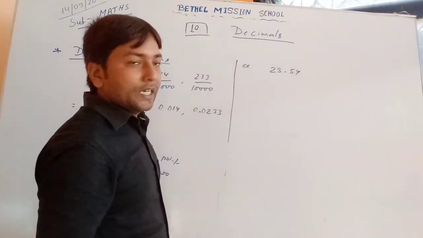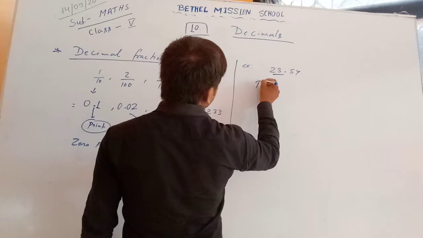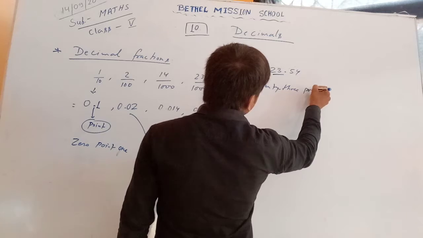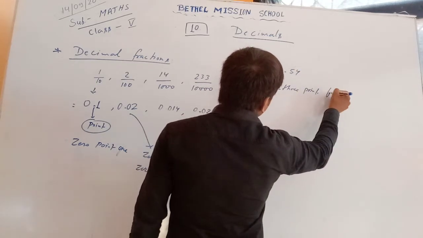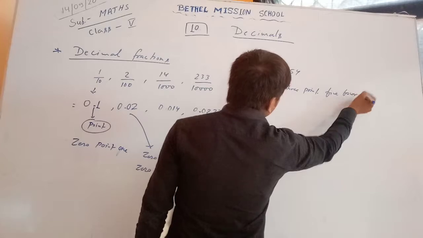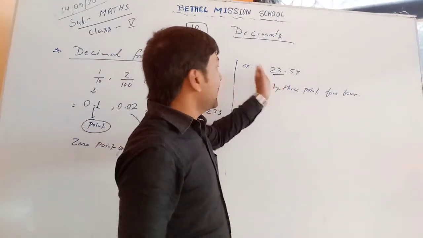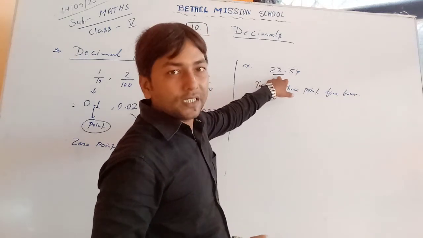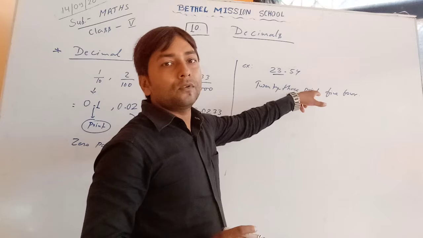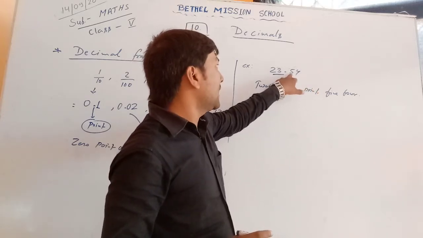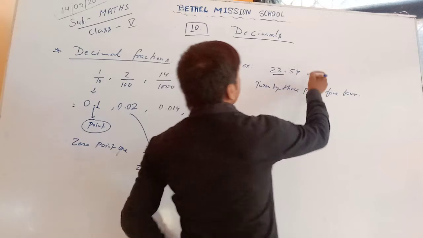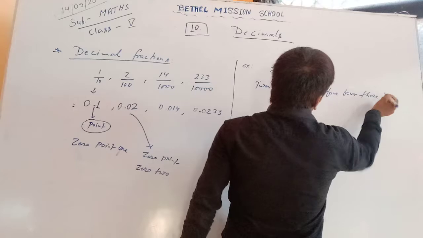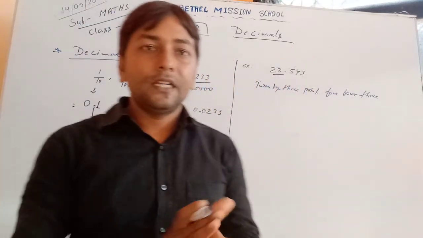Suppose I have an example, 23.54. Before the decimal you read as usual, 23, and after the decimal you read one by one, first 5 then 4. If there is something more, like 3, then you read 5, 4, 3. Okay, I think you have got it.